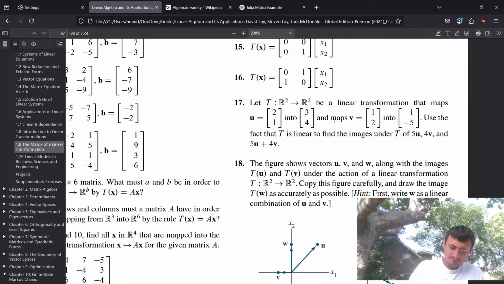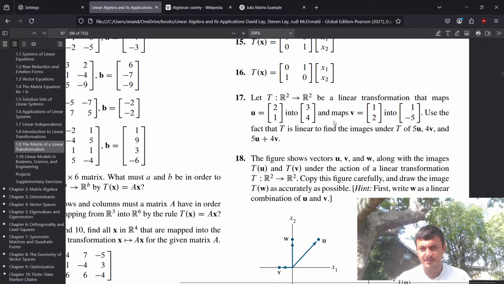So for the Ax equals b thing, we're going to have A times 2, 1 is equal to 3, 4, as well as A times 1, 2 is equal to 1, minus 5. I like these problems because it's like, use the fact that T is linear. Okay, so if we have A times 5u, so this is u and this is v, is equal to 5 times Au.